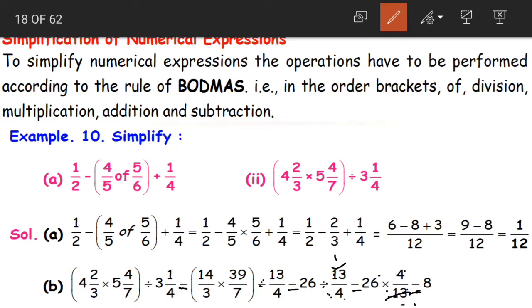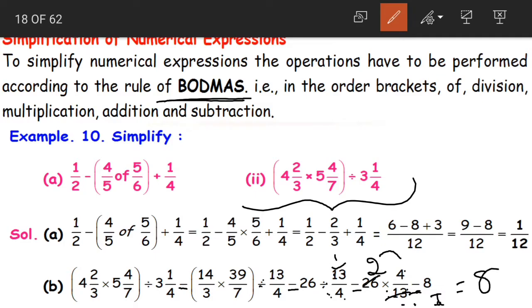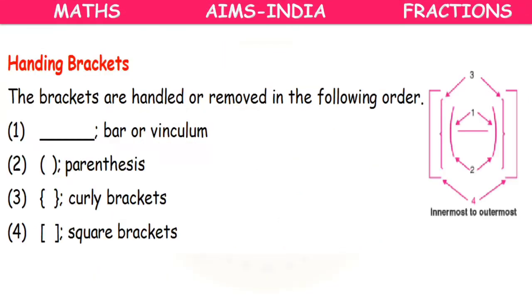We know that 13 1s are 13 and 13 2s are 26. Yes, so in the numerator we are left with 2 into 4, that is equal to 8, divided by, in the denominator we have 1. 8 by 1 is nothing but 8 only. So 8 is our final answer for this question. Understood students? How did we solve this? We solved this according to the rule of BODMAS: brackets, of, division, multiplication, addition and subtraction.